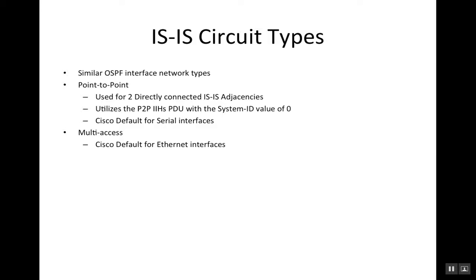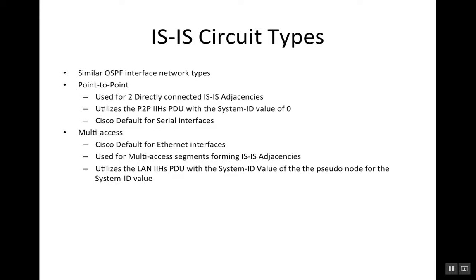Multi-access is the default for Ethernet interfaces, and that's similar to your broadcast network type for OSPF. It's used for multi-access segments forming ISIS adjacencies. It utilizes LAN IIH PDUs with the system ID value of the pseudonode.